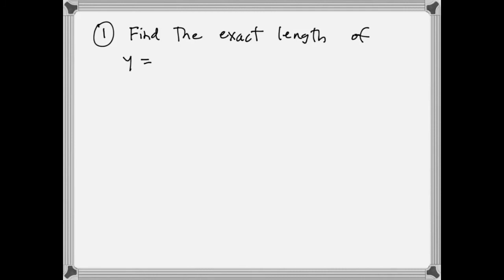So number 1. Find the exact length of y equals x cubed over 3 plus 1 over 4x for x going from 1 to 2. Okay, this is a great example because the algebra, we actually have to be very careful as we do this. I'm going to do it all in steps.